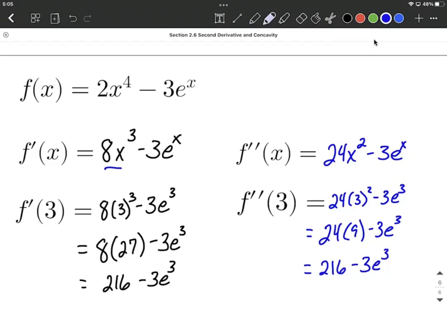So I hope this helps out as you're working on finding first and second derivatives when you've got a function that has 2 terms, one of them being an e to a power. Good luck.